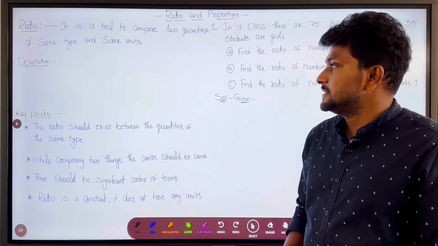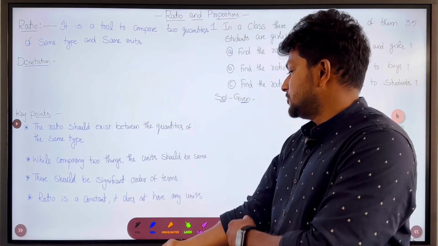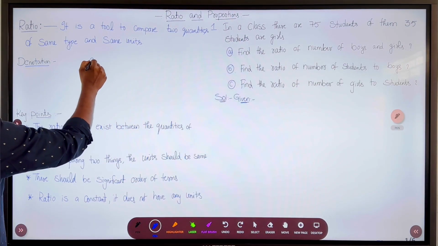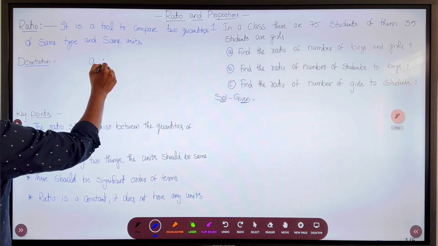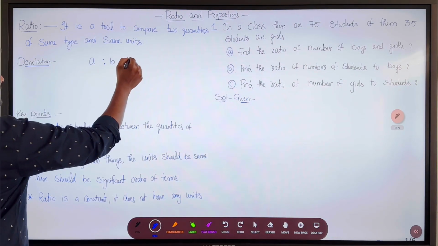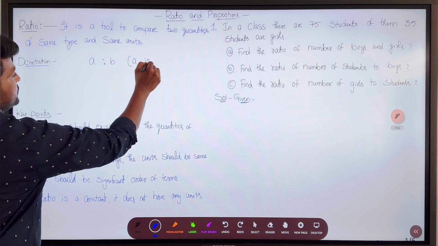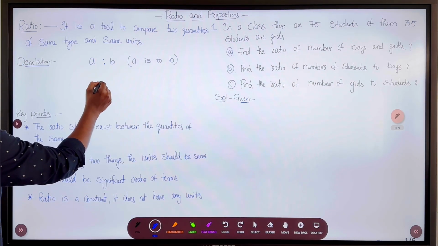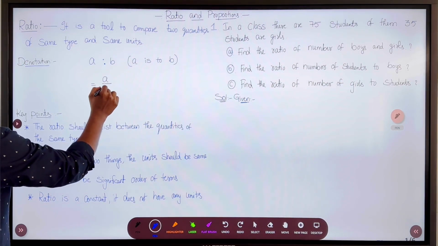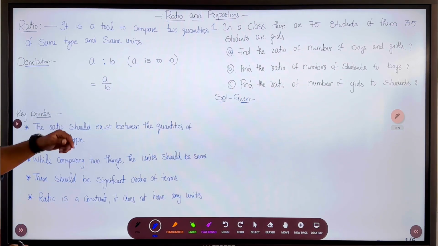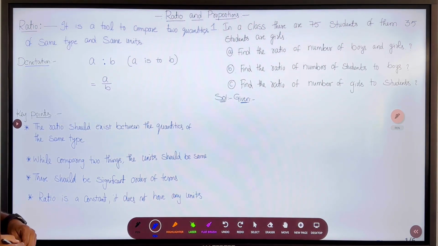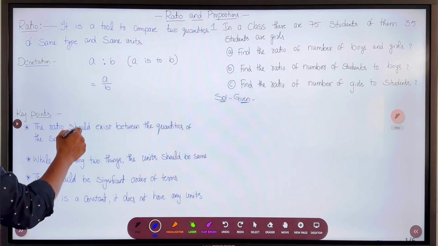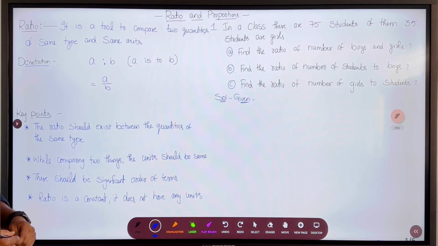So let us see next how we denote ratio. For example, if I have two values A and B, ratio is denoted like A is to B. So pronunciation is A is to B. It will be written like A is to B is nothing but A by B. Here A is a numerator, B is a denominator. So A is also called antecedent, and B is called consequent.